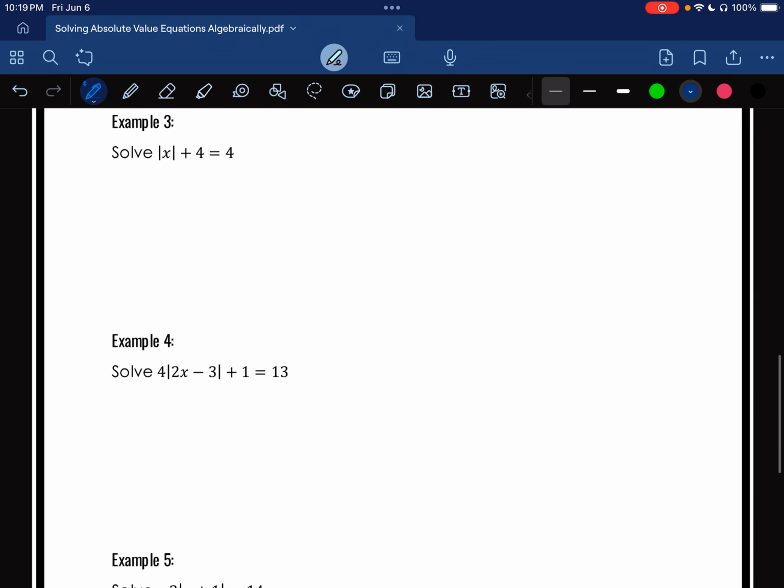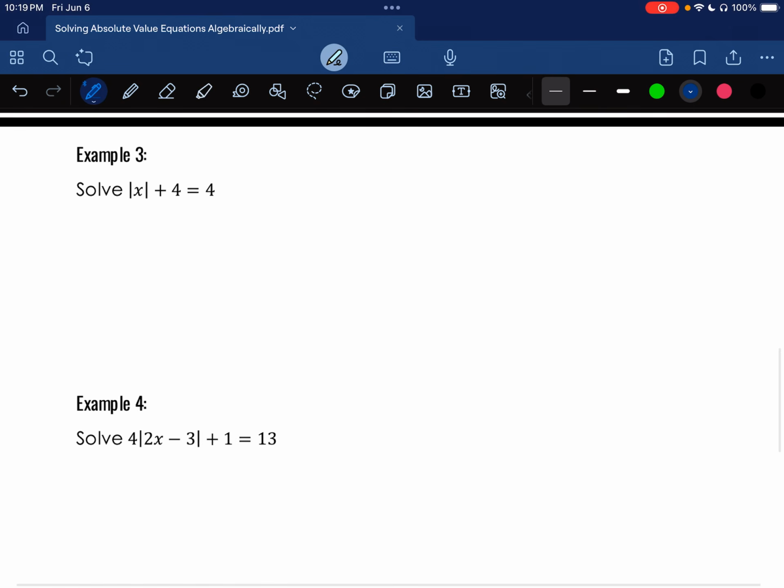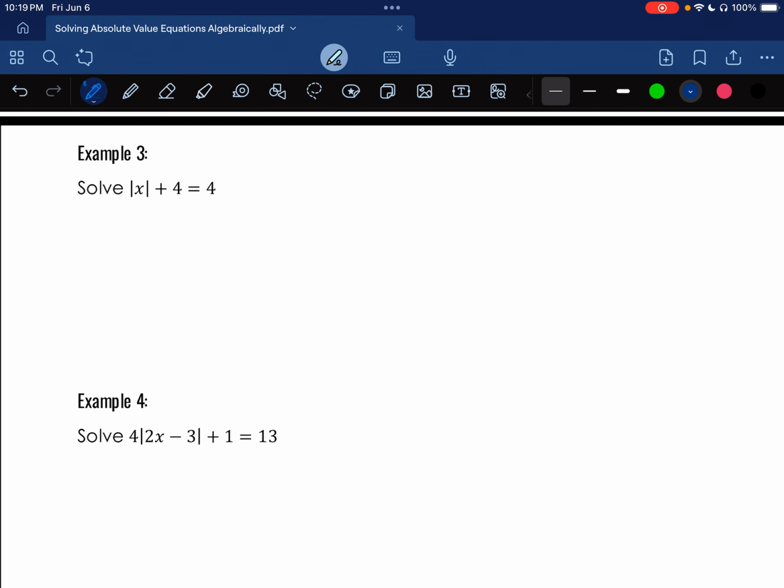Next. All right, now go ahead and try this one. I know what you're doing. You're pretending that you're trying it. You're not really trying it.